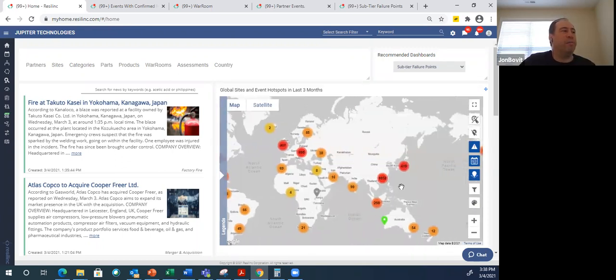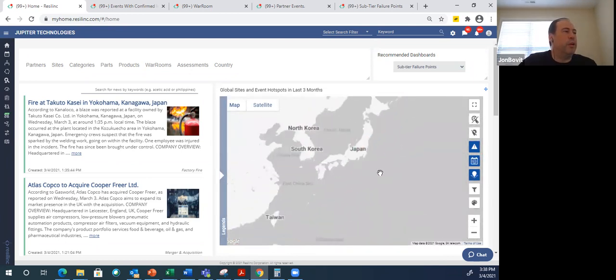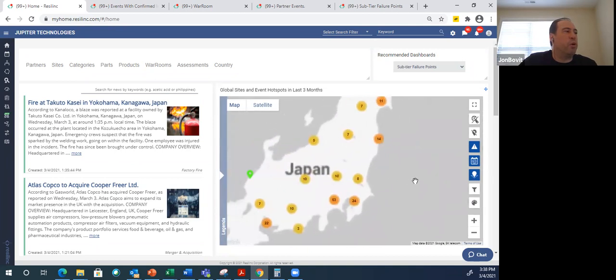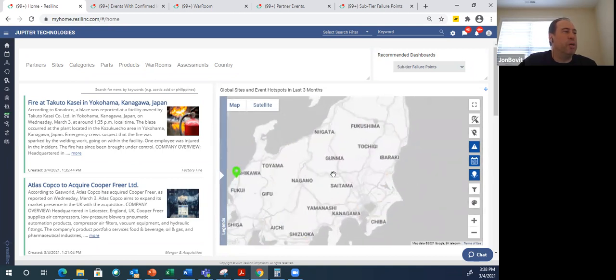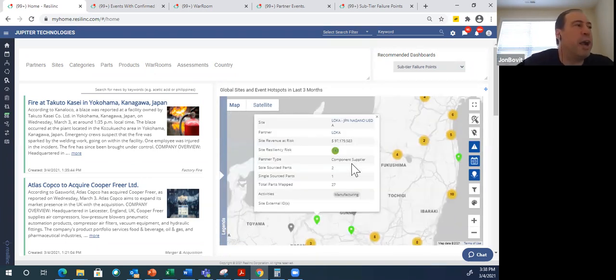I can drill in, if I want to go and see particular sites anywhere in the world. Eventually I drill in, I can see different points, which actually represent physical locations. In this case, a supplier. I can see that this is a component supplier to me. They perform manufacturing, and I get 2 sole source parts, 1 single source, for a total of 27 parts. And obviously this is in Japan.